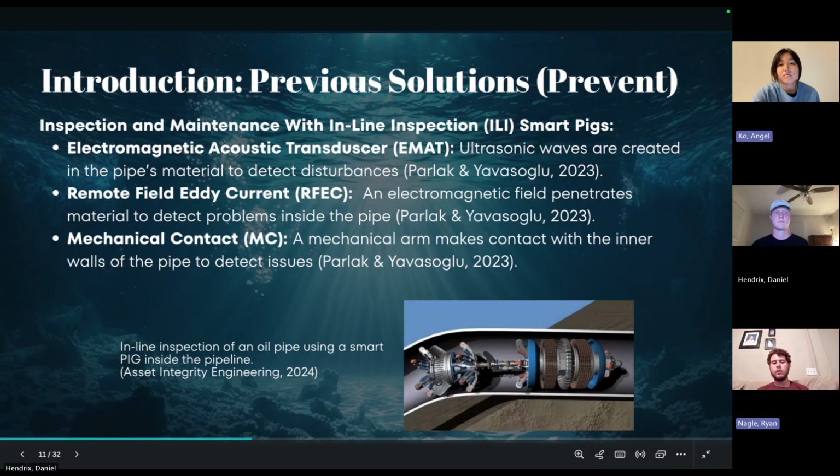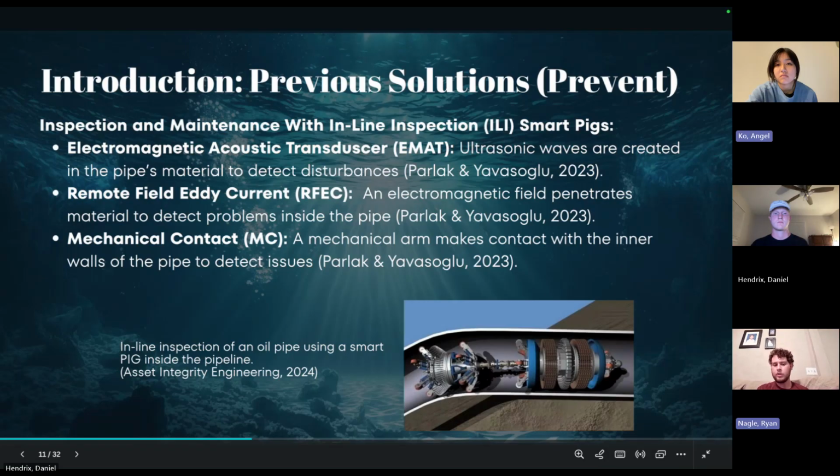And we've looked at 3 individual ILI smart pig techniques or types of devices that have been used in the past, and I'll tell you why those may not really be so great in comparison to our solution in just a second. But to go over them, we have electromagnetic acoustic transducers, or we'll call them EMATs. What those do is, within the pipes, they send out ultrasonic waves that are created in the pipe's material and disperse out and look for anomalies. If there's an anomaly detected by the ultrasonic waves, the device picks it up and essentially notifies where appropriate so maintenance can be done.